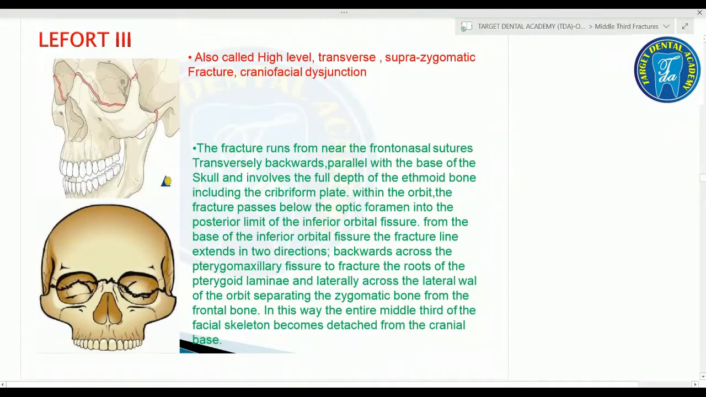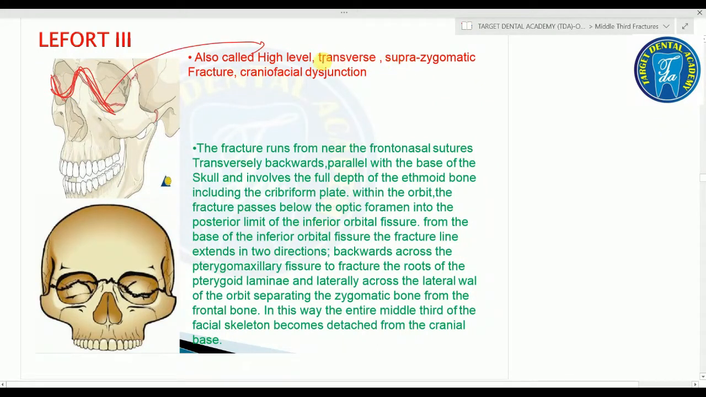After this, let's discuss the Le Fort 3 fracture and the last fracture. It is also called a high level fracture. Why is it called a high level fracture? Because in this, the fracture line passes at the higher level of the skull. That is why it is called a high level fracture.